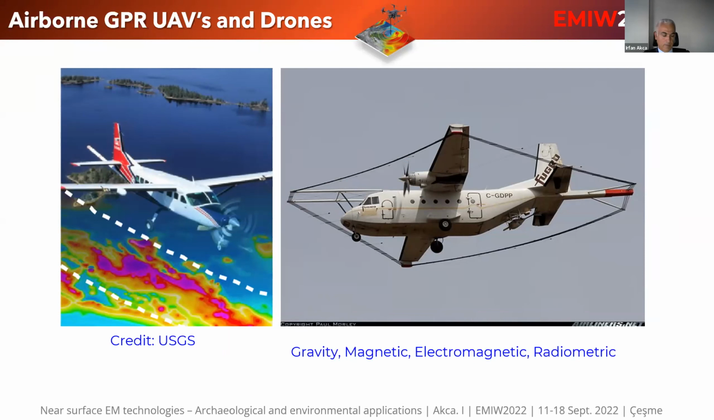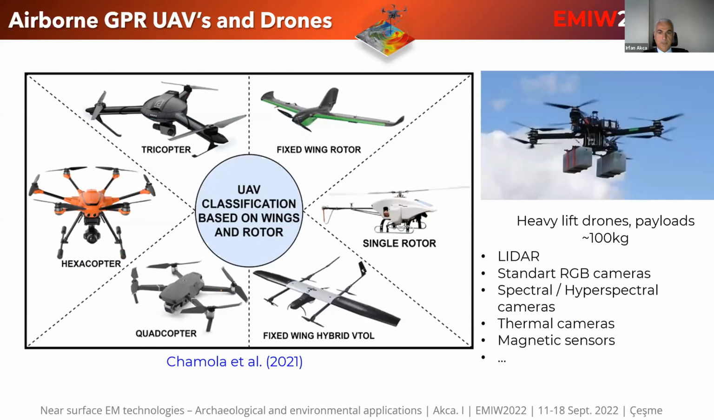It has a very wide area of application and very successful applications we have. But the GPR systems have lately become popular to be mounted on a drone. What are UAVs or drones? There are several kinds of drones or UAVs. They may be classified as single rotor, fixed wing rotor, tricopter, hexacopter, quadcopter, and fixed wing hybrid vehicles. These are some examples we see in the industry, which are used for different purposes.